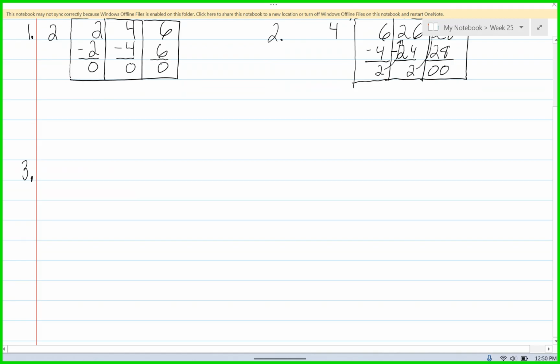Okay, so we're going to do 880. See how I spread those out a little? And then I'm just going to do my 3 lines. See how I set that up? Divided by 5.